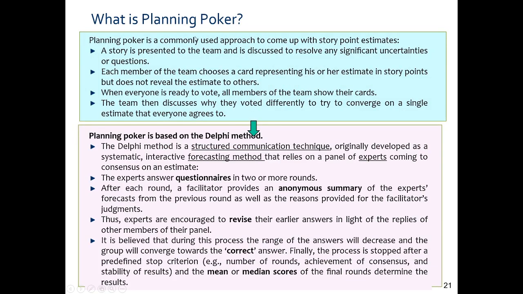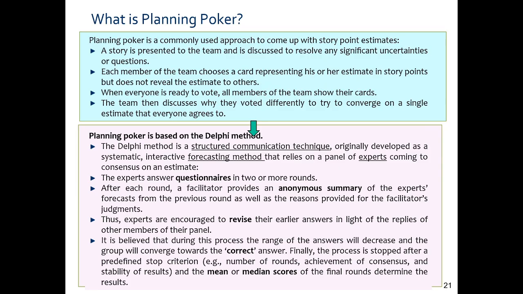Planning poker is actually a game that has been derived from the Delphi method. The Delphi method was one of the requirement elicitation techniques, to remind you. Just like brainstorming, Delphi was one of the structured communication techniques for forecasting, involving experts.